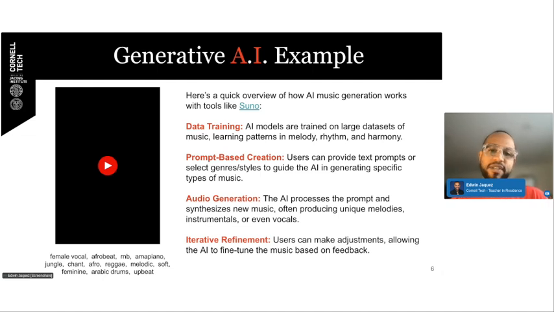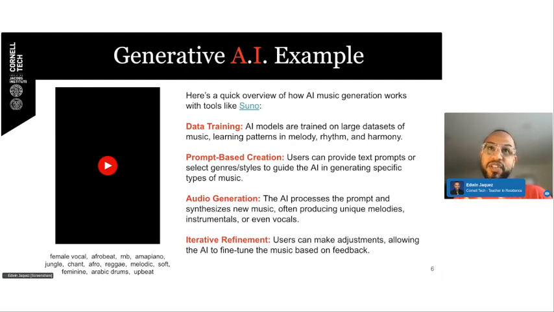It learns patterns. It can identify melodies, rhythms, and harmony. And then the prompt that you provide it is via text. And it selects the genre, the styles, and you get to prompt and generate the specific type of music that you want as the output.